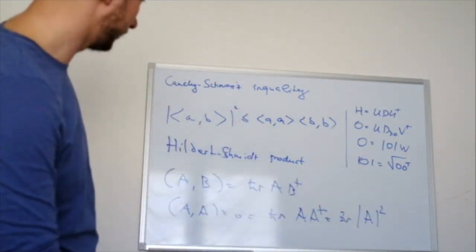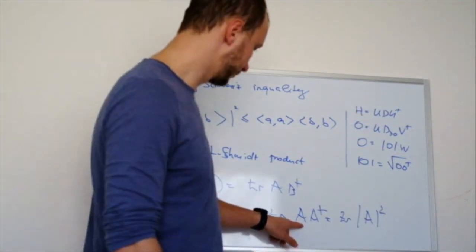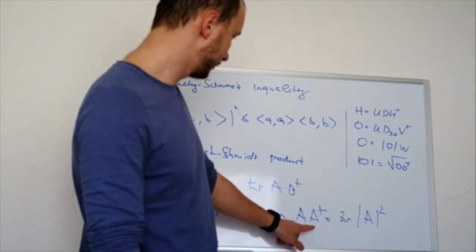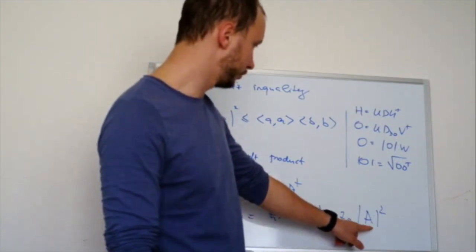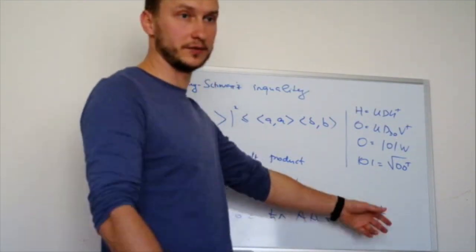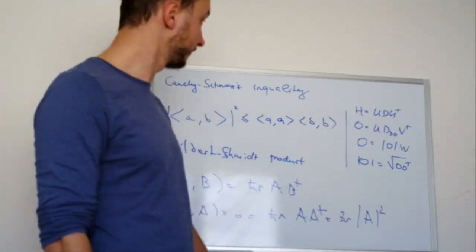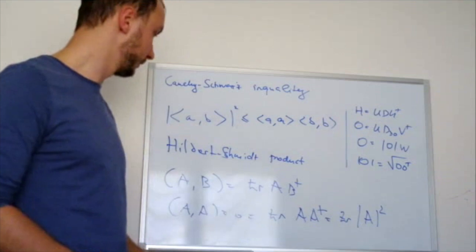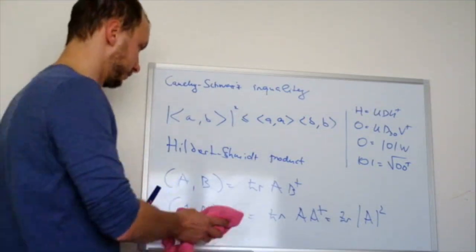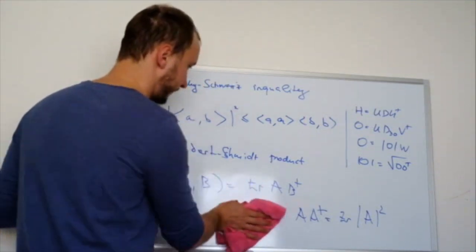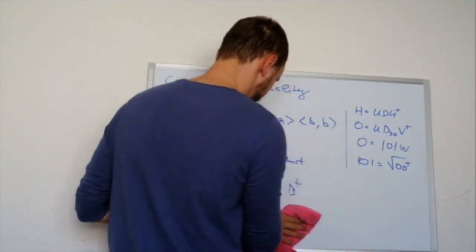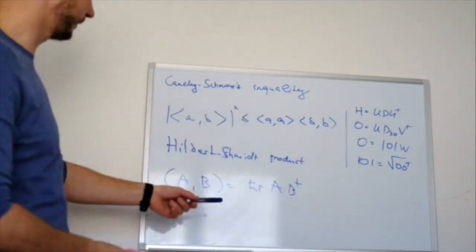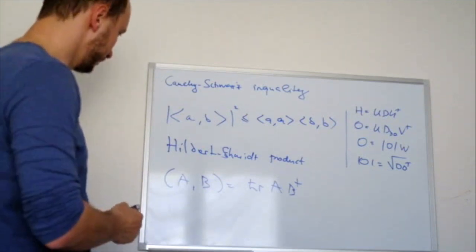Because we define the absolute value like this, if this is zero, then all the singular values are zero, so this operator is also zero. Good. So it's just to give you some hint why it is an inner product. Now just take this relation and apply it here, and we get what we want.